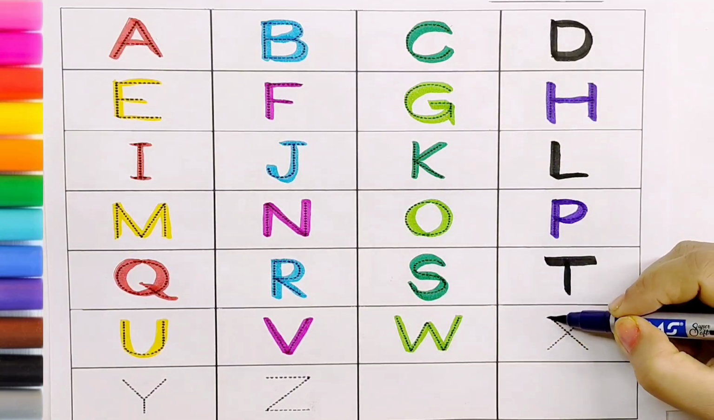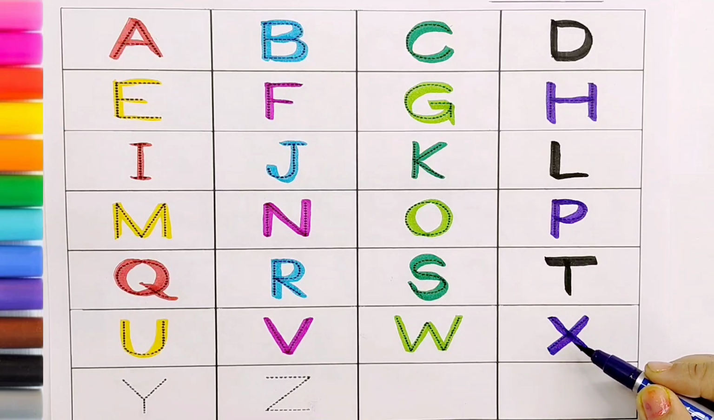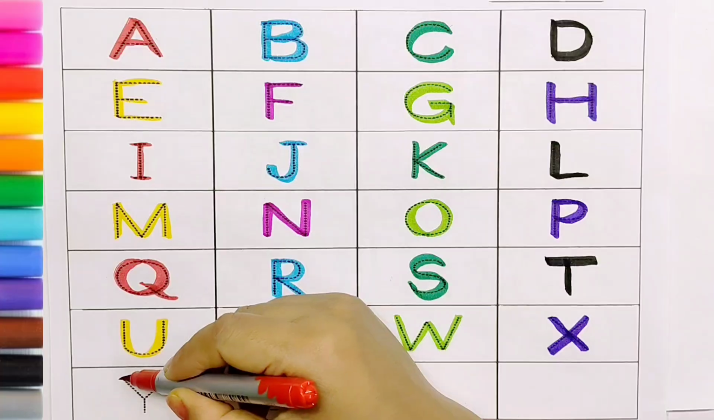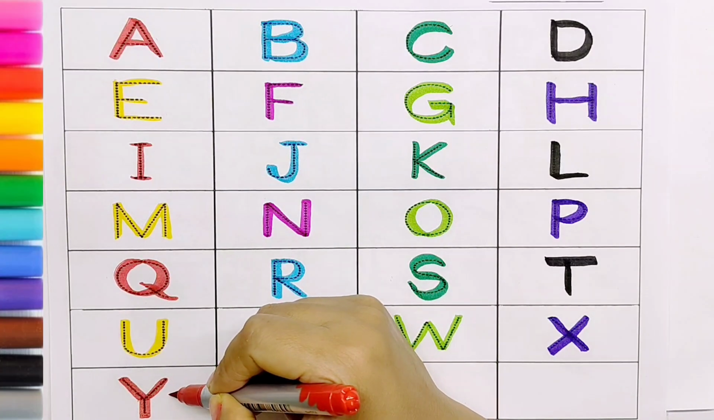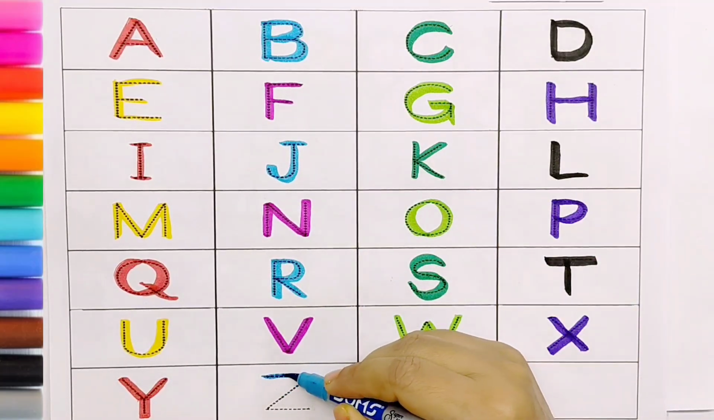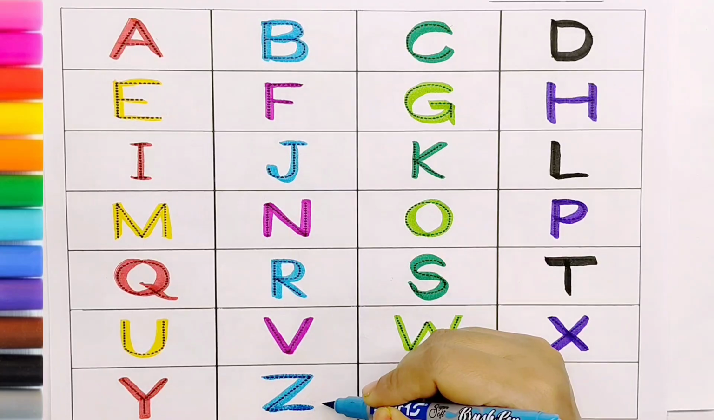Purple color X. X for X-ray. Red color Y. Y for yo-yo. Sky blue color Z. Z for zebra.